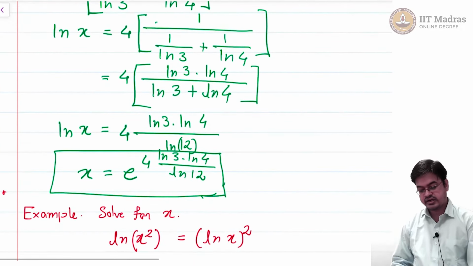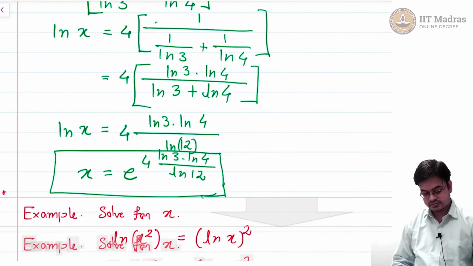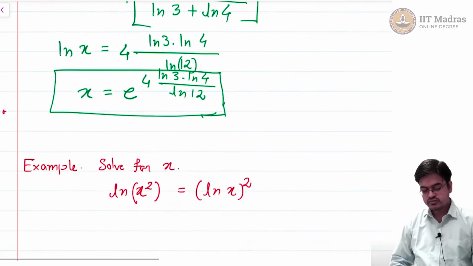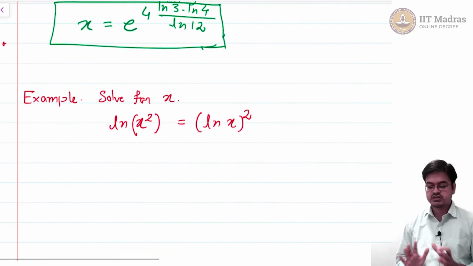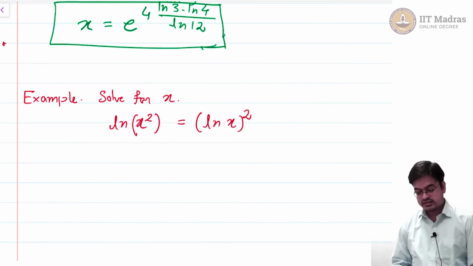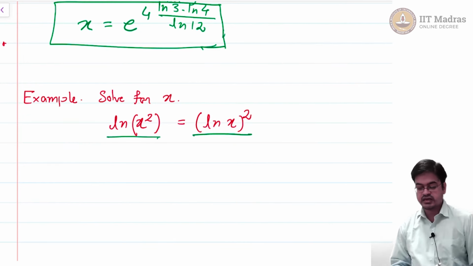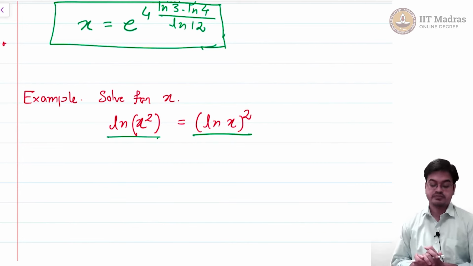Let us go ahead and try to solve one more example, which looks somewhat ambiguous. In a sense, you have been given ln of x square is equal to ln of x the whole square. How will you solve this problem?